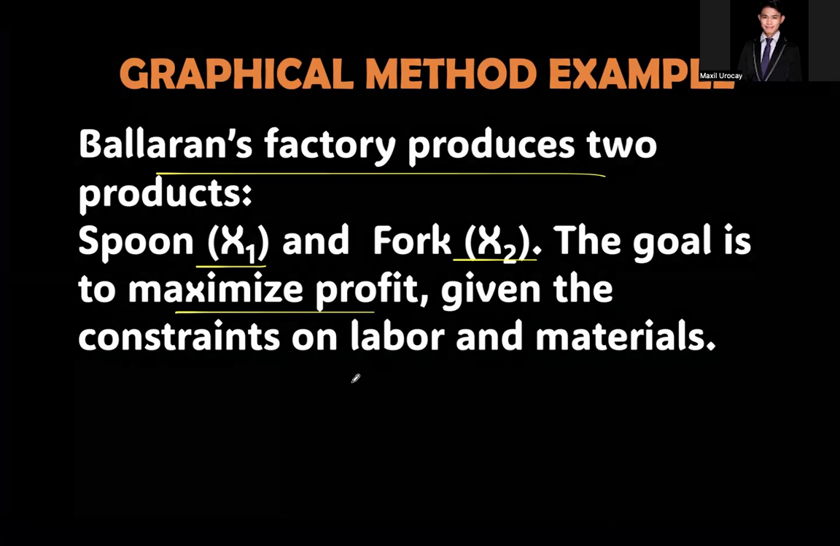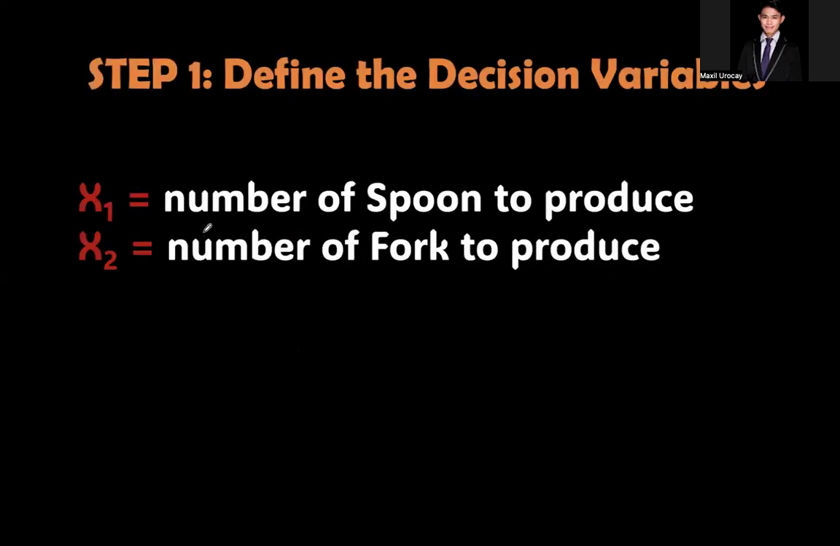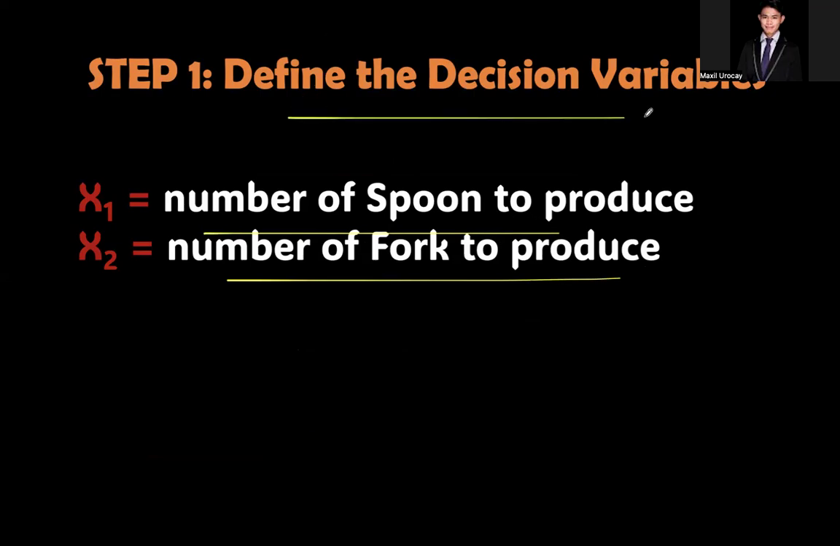So in that case, if I want you to identify the graphical method example, you have to just put right there x1 and what will be the number for the x1 later on: the number of spoons to produce, and x2, the number of forks to produce. That is for defining the decision variables. That will be step one that must be present, since those are the steps you will need to deal with in your future, especially in your examination.